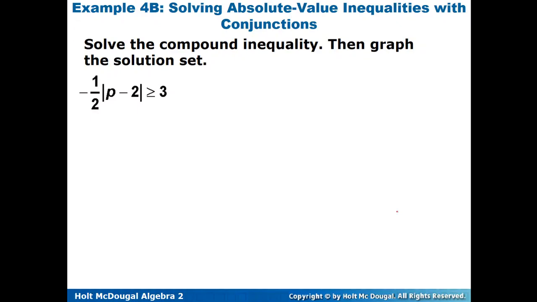Let's do one more, and then we're going to be finished. So here's our last one. Again, we want to isolate our absolute value. So let's multiply both sides by negative 2. Negative 2, so this crosses out, and this becomes negative 6. And notice when I multiply by negative 2, I have to change my sign. So I'm going to change that. And so that leaves me with the absolute value of p minus 2 is less than or equal to negative 6.